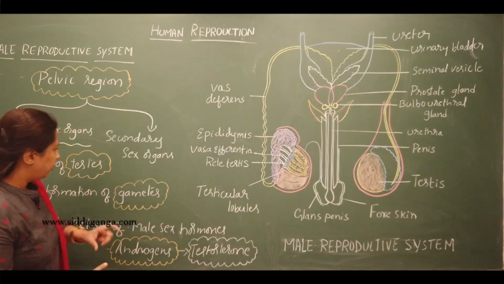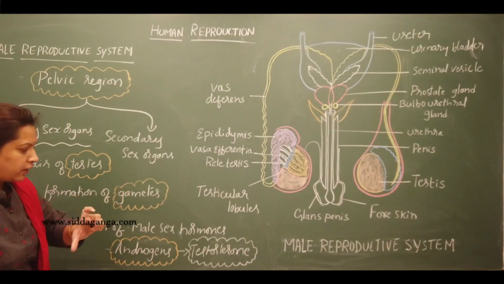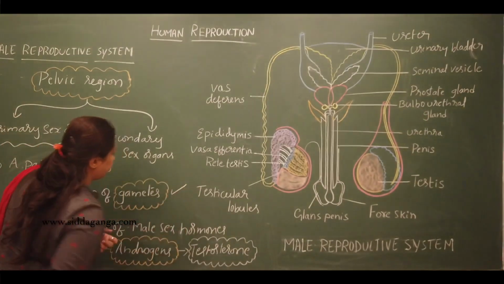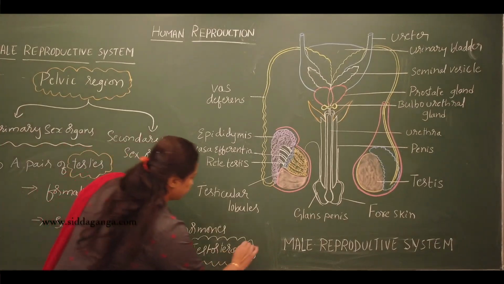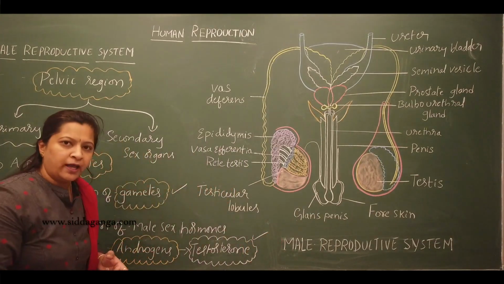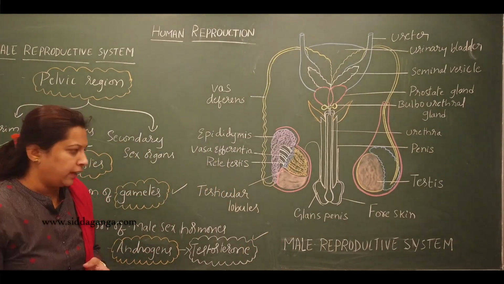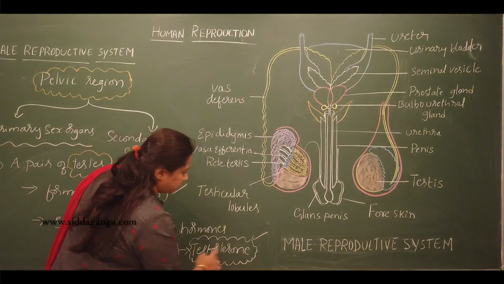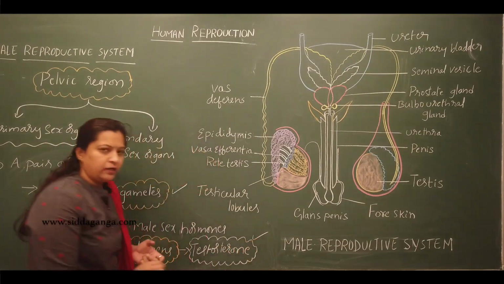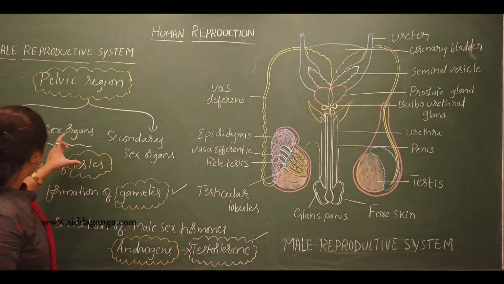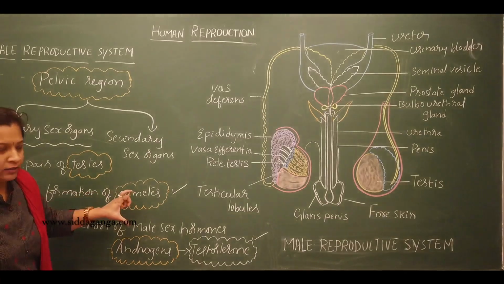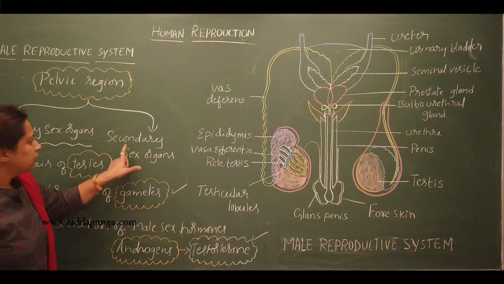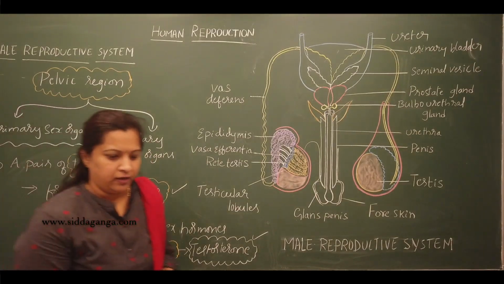So here the testes are performing two functions. One is the formation of gametes and another is the secretion of the hormone testosterone. So it is reproductive in function, and by secreting the hormone it is also endocrine in function. So this is about the primary sex organs. Let's talk about the secondary sex organs.